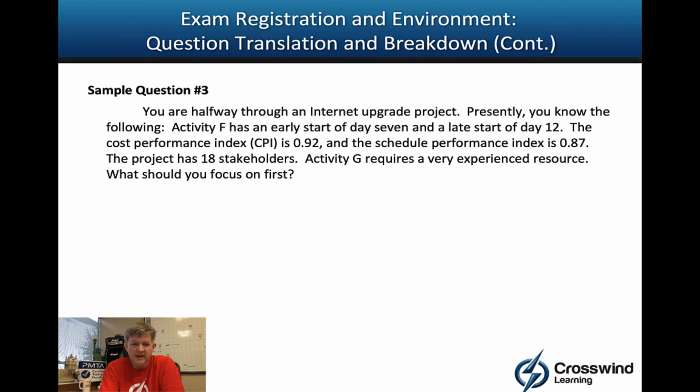So that appears it has some slack, because if the earliest it could start is day 7, the latest it could start is day 12, that means it has 5 days of flexibility. CPI is 0.92, which means I'm getting 92 cents out of every dollar I spend. Scheduled performance index is 0.87, which means I'm progressing at 87% of the rate that I expected. Neither of those are good, but I also don't know what my tolerances are, like plus or minus 10%, for example.